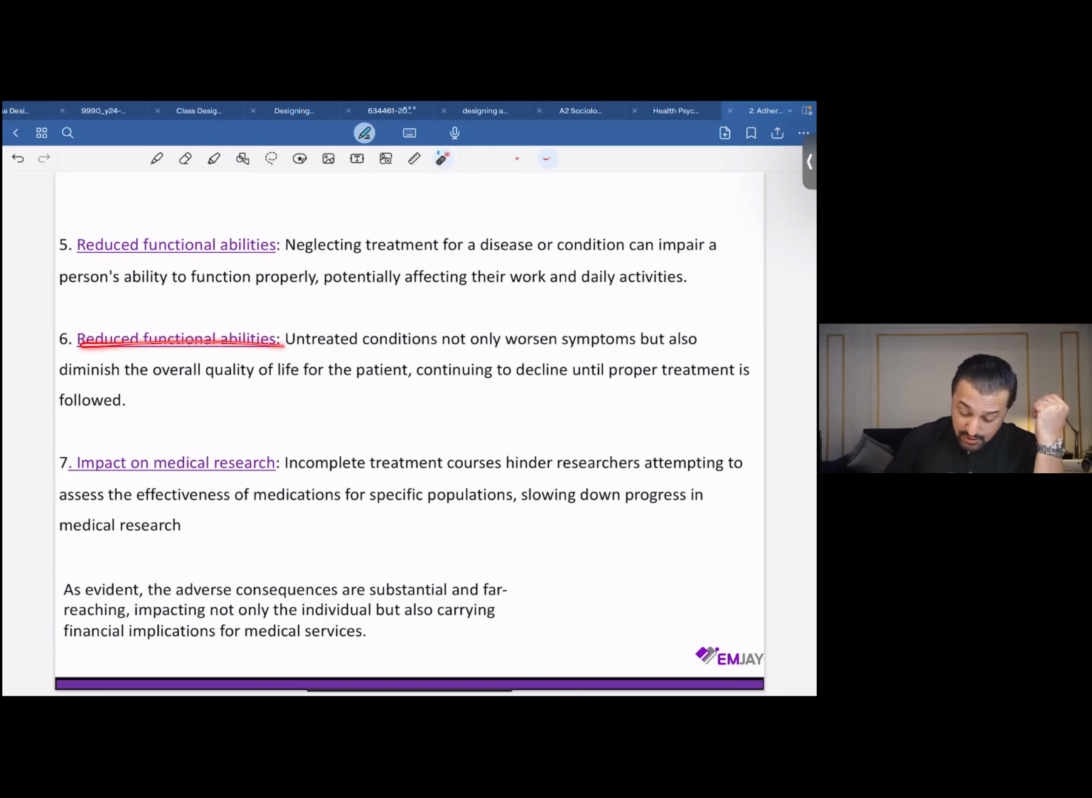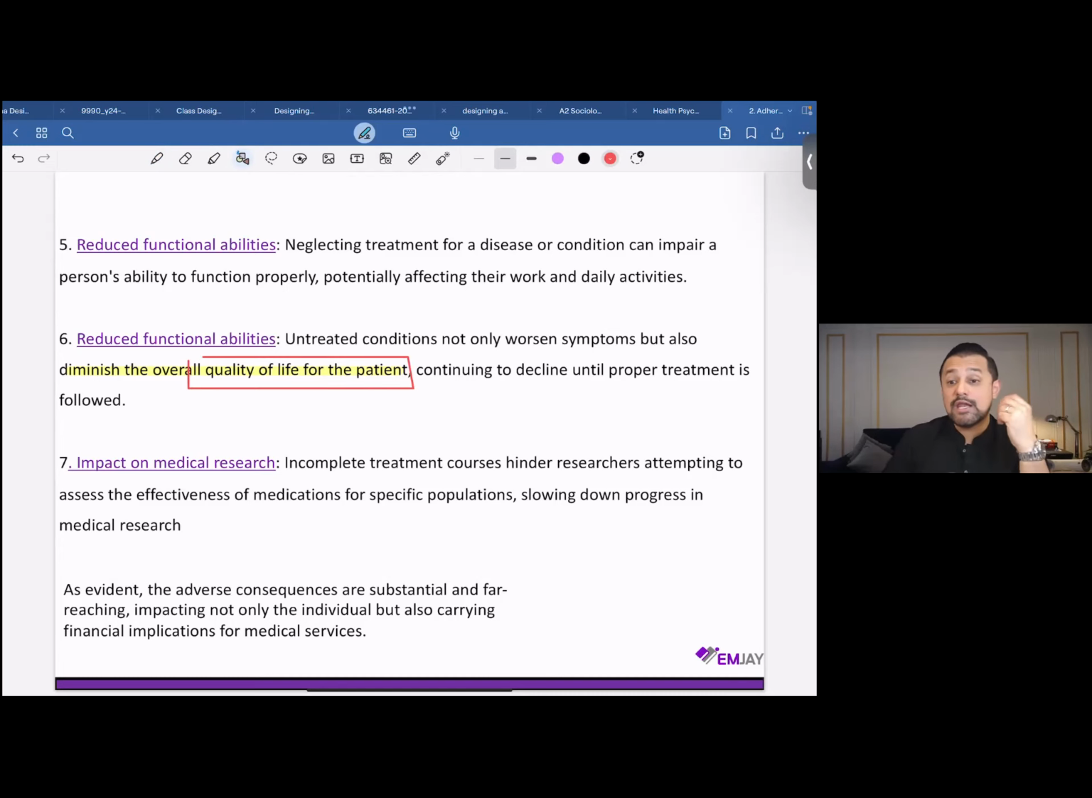Number six, reduced quality of life. Untreated medical conditions can not only worsen symptoms but also diminish the overall quality of life for the patient, continuing to decline until proper treatment is followed. So, what we should learn from here is that your quality of life gets affected as well.